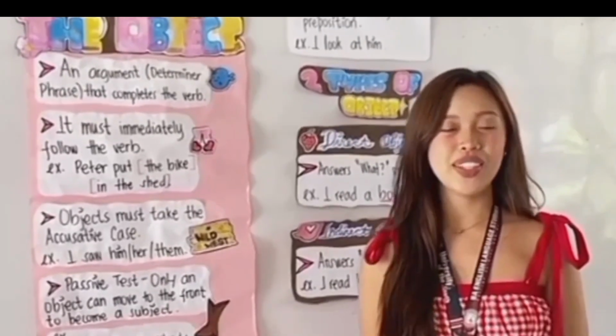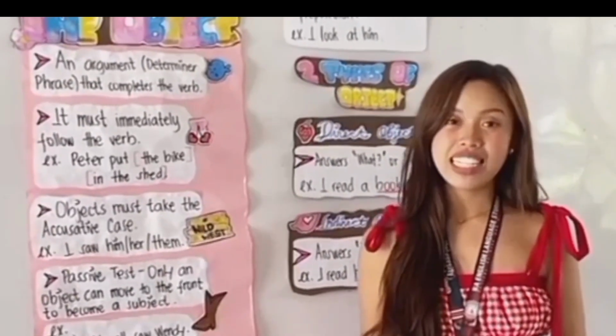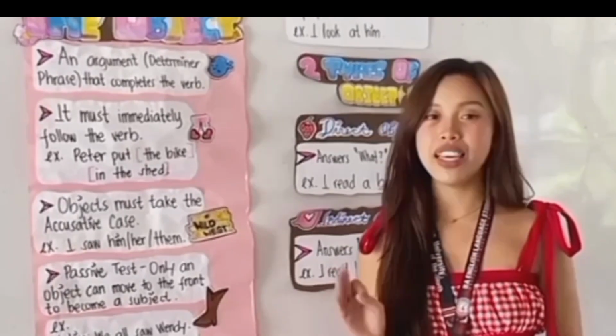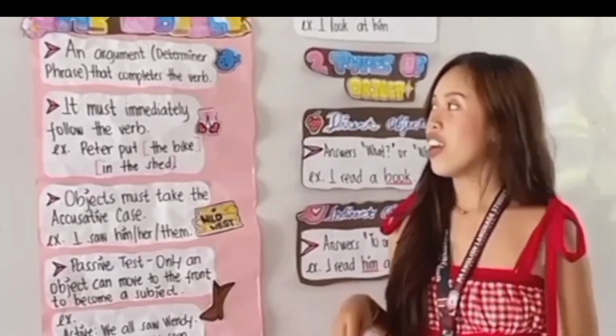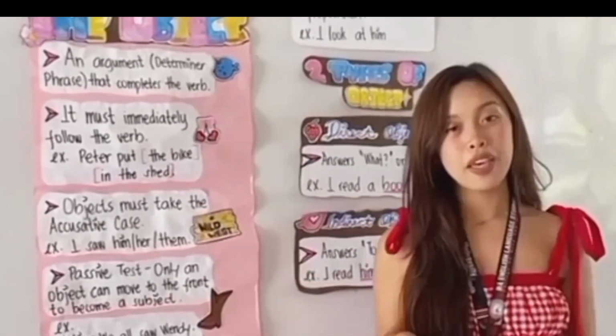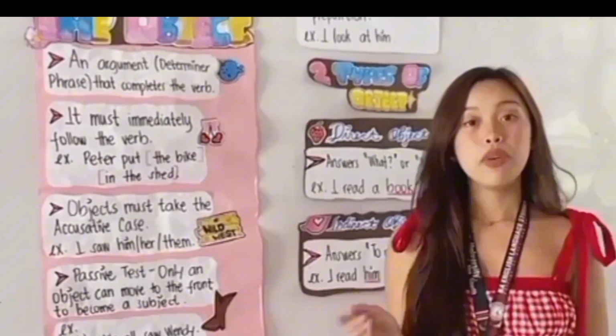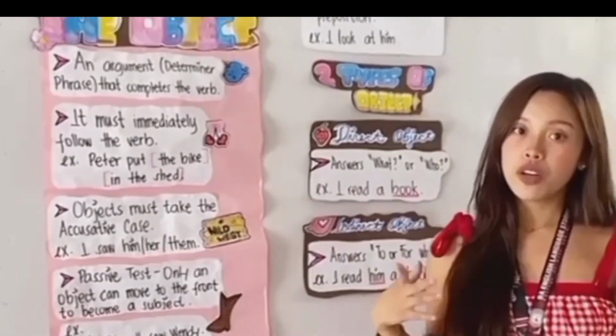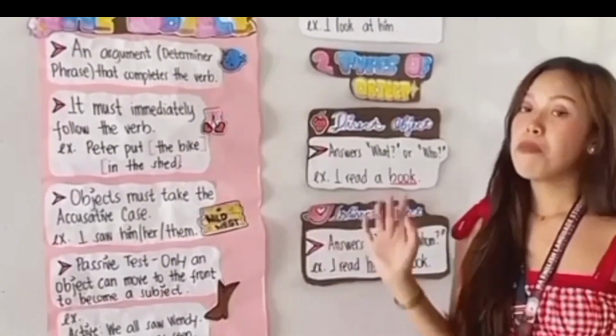So today we're going to talk about the object. The object is a noun, pronoun, or phrase that represents a person or thing being affected by the action. An object is an argument, also known as a DP, determiner phrase, complement, and it must immediately follow the verb. For example, Peter put the bike in the shed.